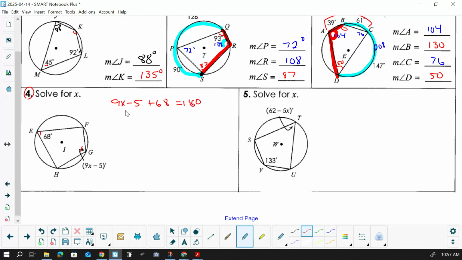Okay. Let's combine our like terms. The 68 and the minus 5 is 63. So we got 9x plus 63 equals 180. I'm going to subtract 63 from both sides. 9x equals, well, let's see, 180 minus 63 is 117. Okay, divide by 9 is 13. Okay.